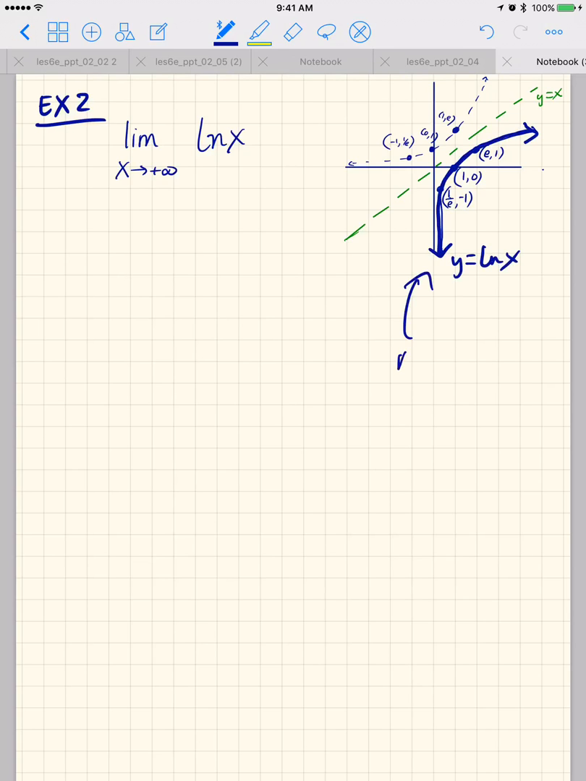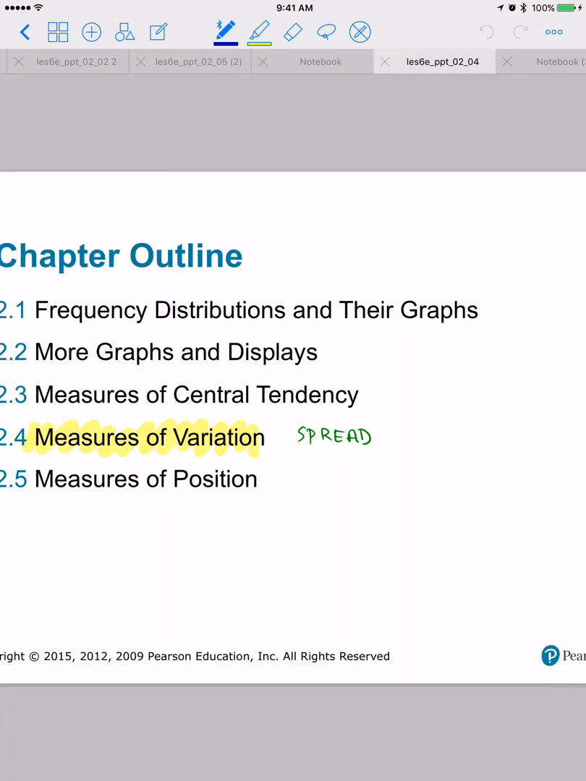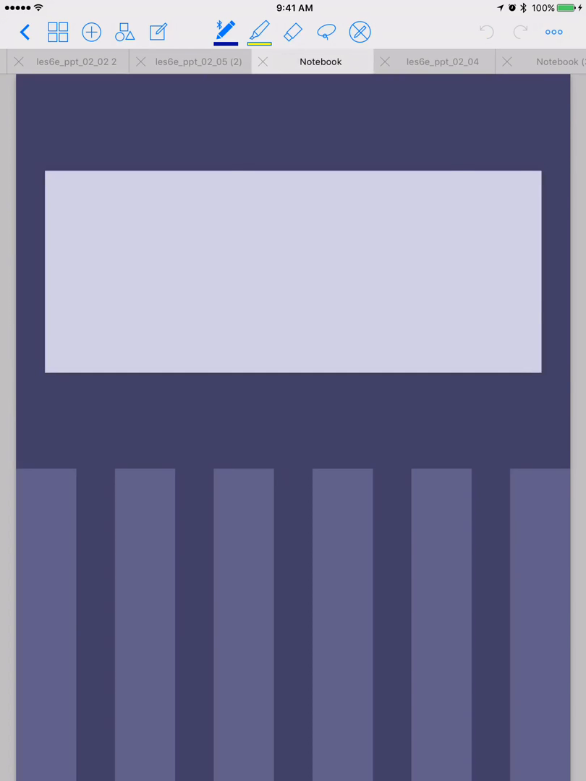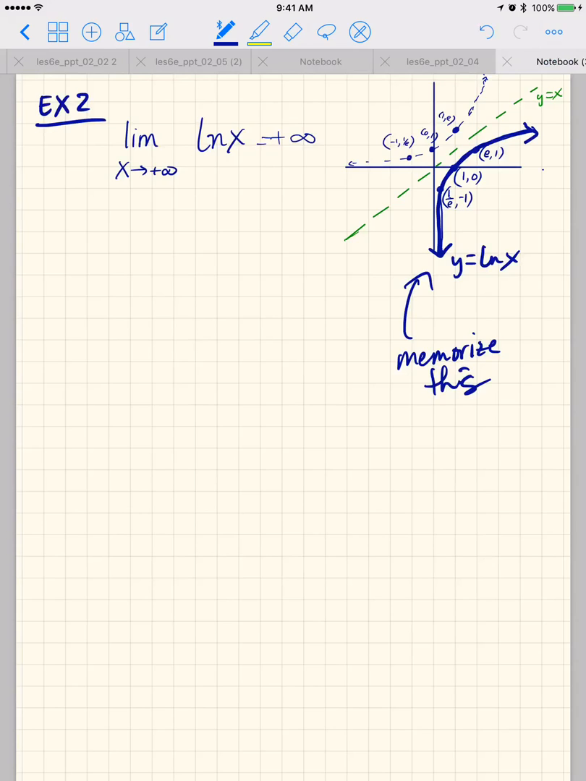That's what I'm saying. Memorize this. Okay, be able to create it. Now, from the graph here, we can tell that the limit as x goes to plus infinity of natural log of x is going to equal plus infinity. Why? Because when we look at e to the x, it's going to plus infinity. And as x is going to plus infinity, natural log of x is going to plus infinity too.